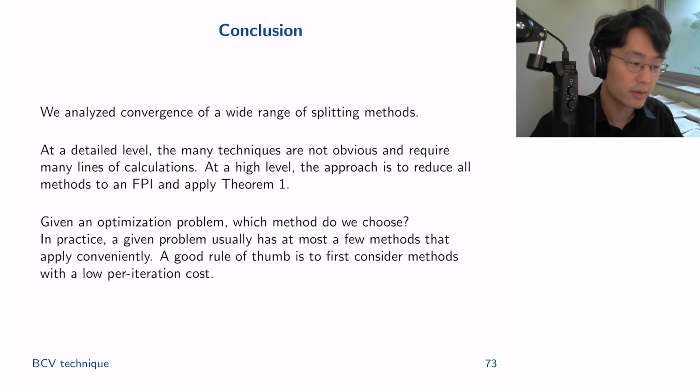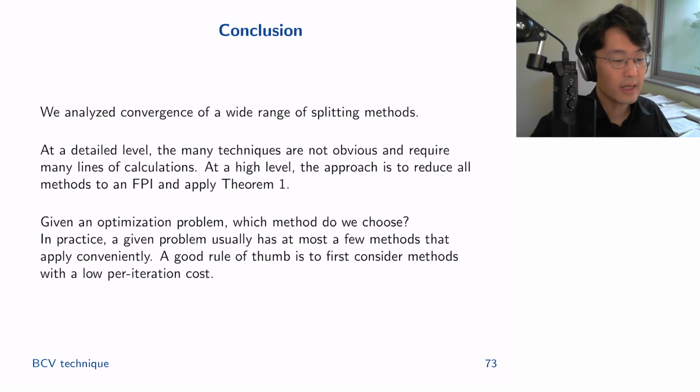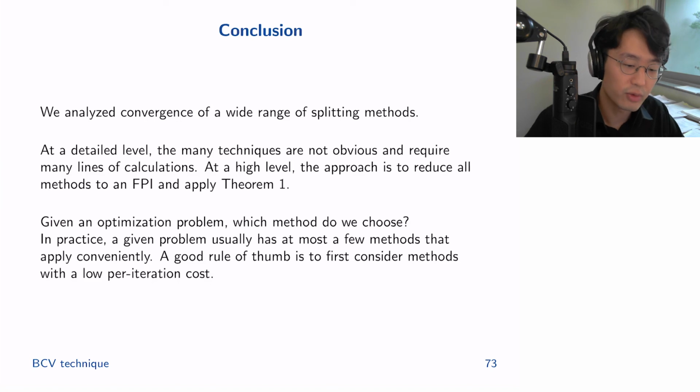All right, let's conclude this chapter. In this chapter, we analyzed convergence of a wide range of splitting methods. At a detailed level, the many techniques that we discussed are not at all obvious, and they do require many lines of laborious calculations. However, at a high level, the approach is to reduce all of the methods to a fixed point iteration and then apply Theorem 1, the convergence of the averaged fixed point iteration, to ensure convergence.